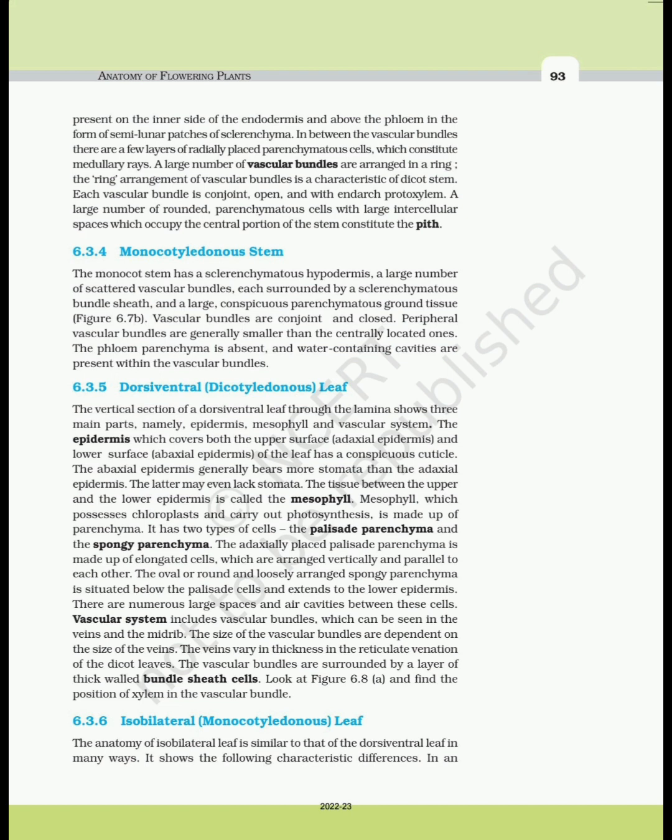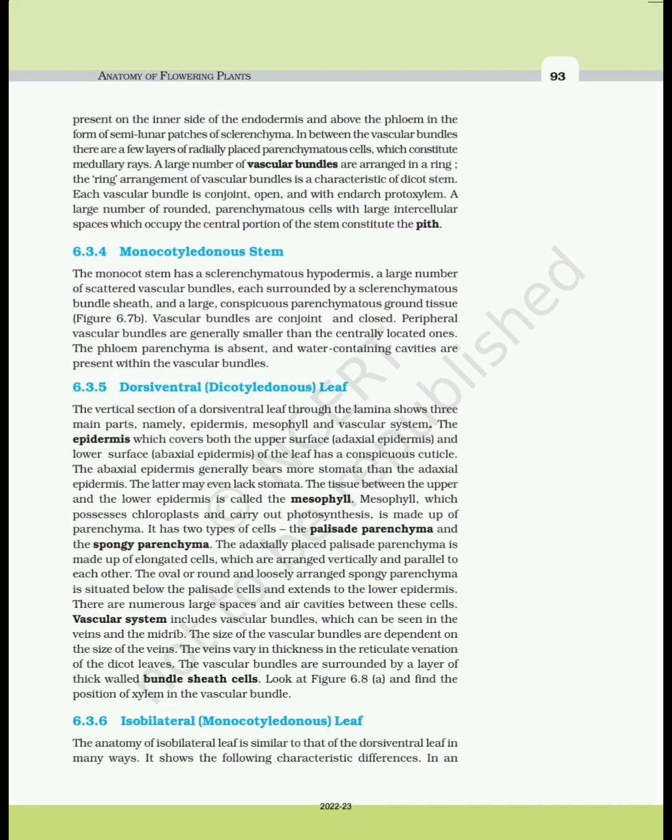The monocot stem has a sclerenchymatous hypodermis, a large number of scattered vascular bundles, each surrounded by a sclerenchymatous bundle sheath, and a large, conspicuous parenchymatous ground tissue. Figure 6.7b. Vascular bundles are conjoint and closed. Peripheral vascular bundles are generally smaller than the centrally located ones. The phloem parenchyma is absent, and water-containing cavities are present within the vascular bundles.